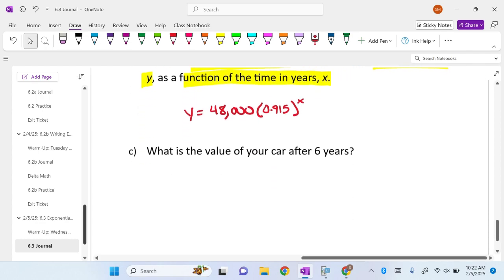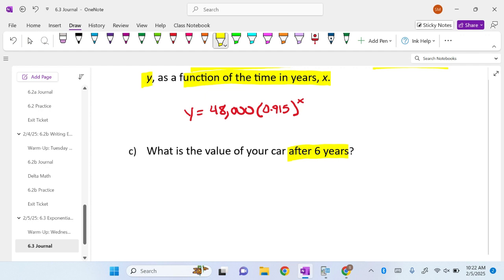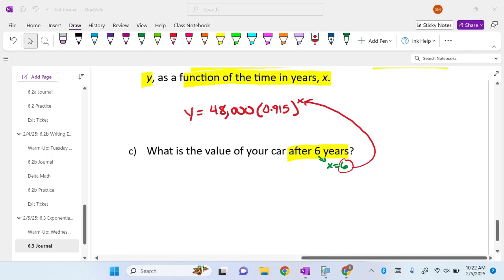So that would be my equation. Then the last part is they just want us to apply it like we've been doing. It wants to know what the value of your car is after 6 years. So 6 years, will that be an x value or a y value? It's x. It's talking about time. Do we have to do any weird conversions? Nope. Our units are consistent. We wrote our equation originally in years, and they gave us a number in years. So x in this case is equal to 6. I'm going to plug that 6 back in for x into my equation and evaluate it.